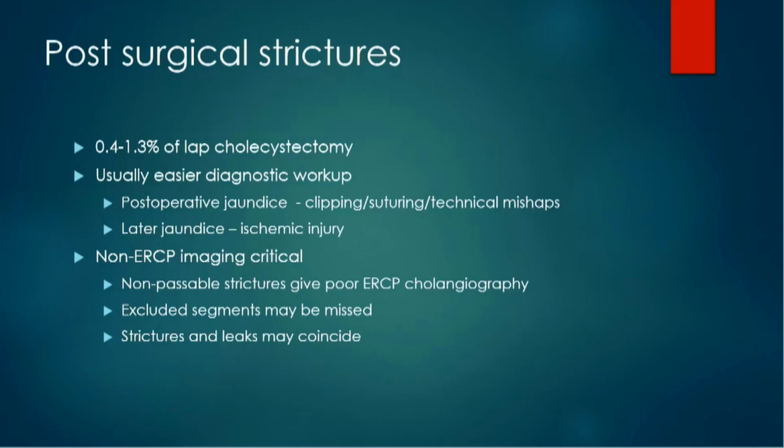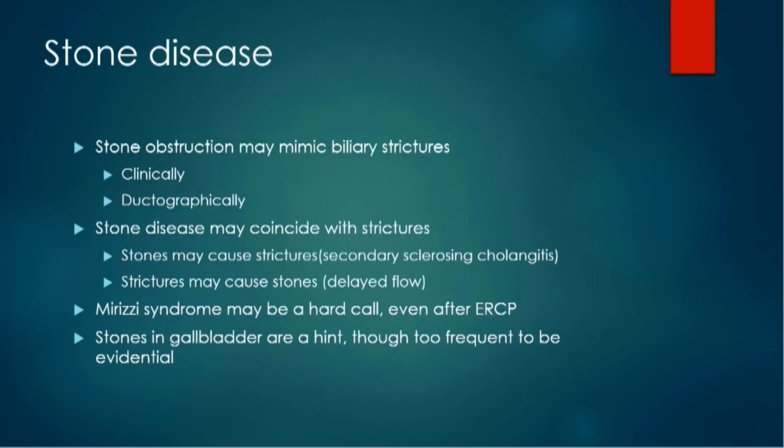And in these cases also, the non-ERCP based imaging is critical, not least because non-passable strictures post-operatively give a very poor ERCP cholangiography. We can miss excluded segments, which are shown by MRCP. And also strictures and leaks may often coincide post-operatively, and those are also better seen with other modalities.